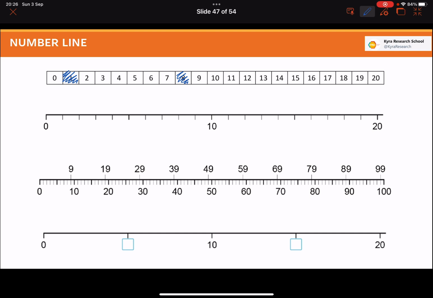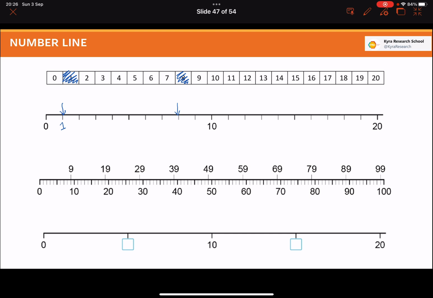However, if I was to look at the number line underneath, the number 1 is represented by this interval here. The number 8 is represented by this interval here. So it's thinking about the number system in a continual linear fashion rather than as a discrete standalone number in that top one. And it can be a confusing concept for the children and it takes a little bit of time.